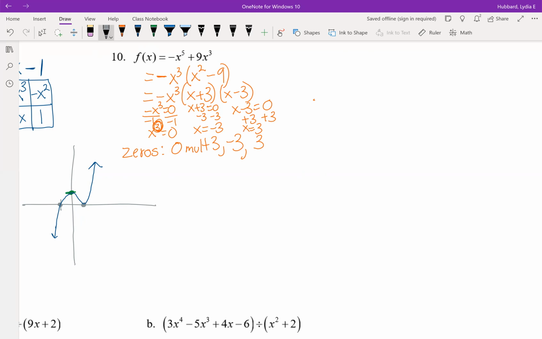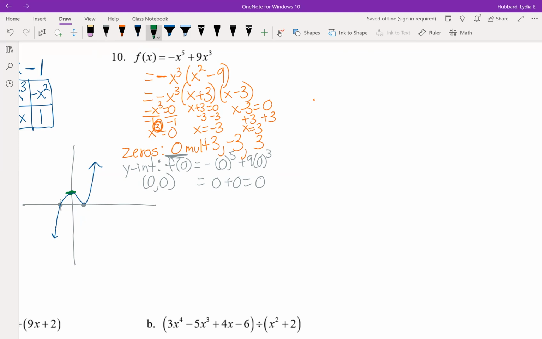Now we want to find the y-intercept. And again, we can plug that y-intercept into the original, or we can plug it into the factored form. That's up to you. But I'm just going to go ahead and plug it into the original. So it'd be -0 to the 5th plus 9 times 0 to the 3rd, which would just be 0 plus 0, which is 0. Oh, that looks weird. So our y-intercept is 0, 0. And we should also be able to see that because 0 is listed as one of our zeros, or roots, or x-intercepts.